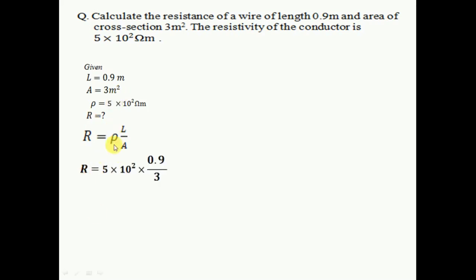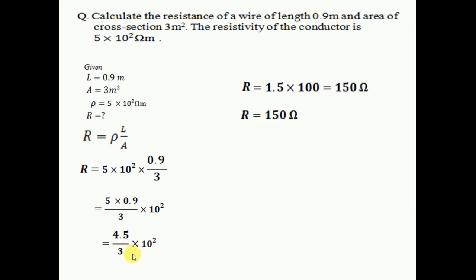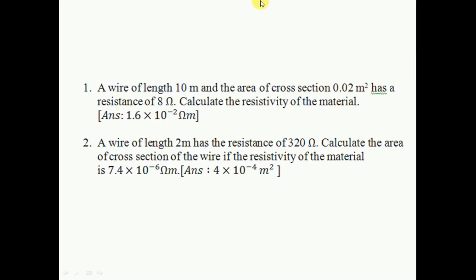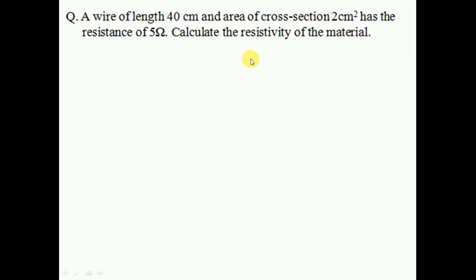So rho is 5 into 10 to the power 2, length is 0.9 and area is 3. I'll keep the power of 10 aside, so I'll multiply 5 into 0.9, that will be 4.5, divided by 3. If you solve this, you will get 1.5, and 10 square is 100, so 1.5 into 100 is 150, so resistance is 150 ohm. Okay, you can try this question. It is based on the same principle that I have done before.